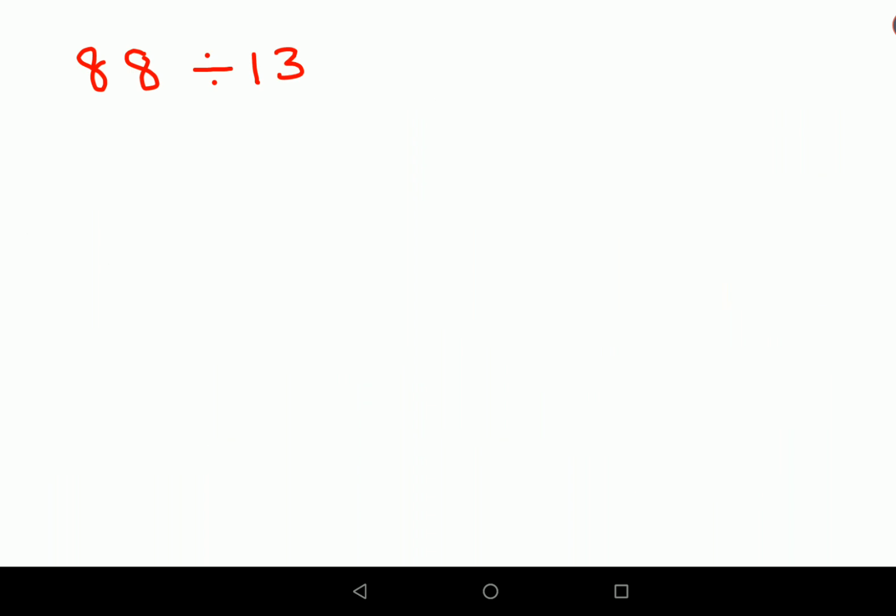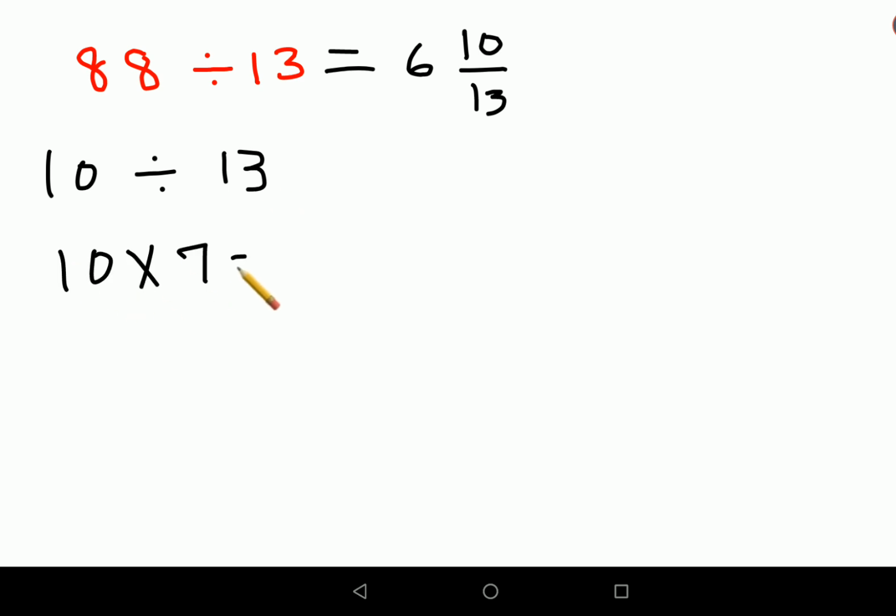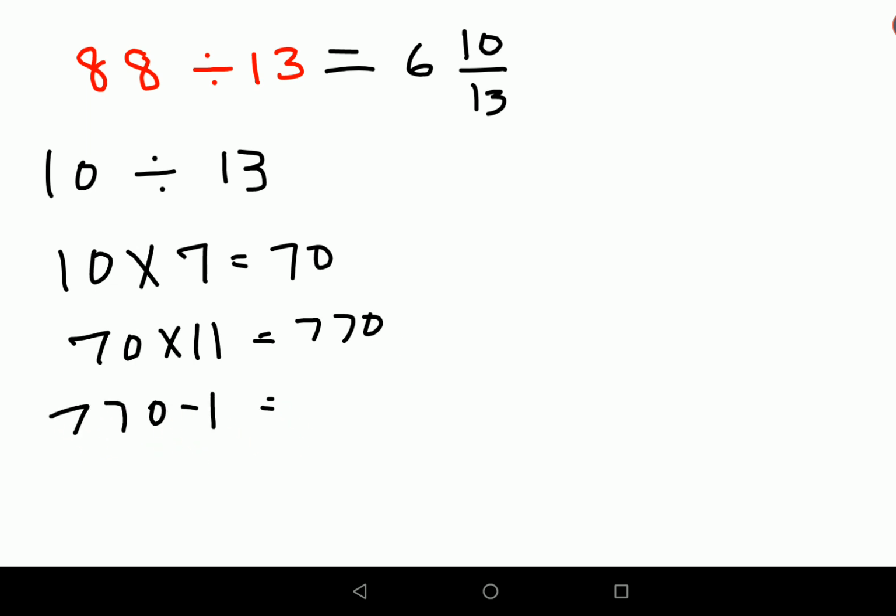Now I'm sure you must be wondering what happens when the number is bigger. So here we have 88. You will have to do a little bit of division over here. Here we know 13 into 6 gets you 78. So what is the remainder? That is 10 divided by 13. So now we'll look for 10 divided by 13. Again we'll do 10 into 7. That gets you 70. Now 70 into 11 gets you 770. 770 minus 1 gets you 769. And the 9's complement will get you 230.